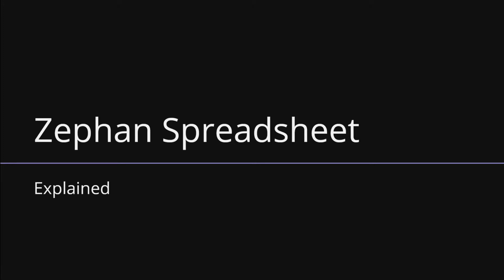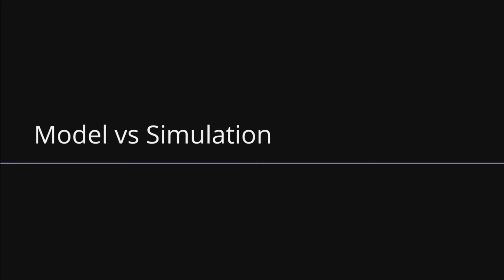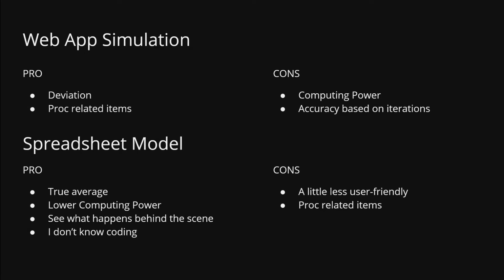This is gonna be a little introduction or guide-ish thingy about what makes the simulation spreadsheet tick and unique. So first off, I'll explain the difference between a simulation and a model. The spreadsheet isn't really a simulation. I'm specifically comparing a web app simulation to a spreadsheet model. A simulation has a few pros compared to a spreadsheet, and vice versa as well.